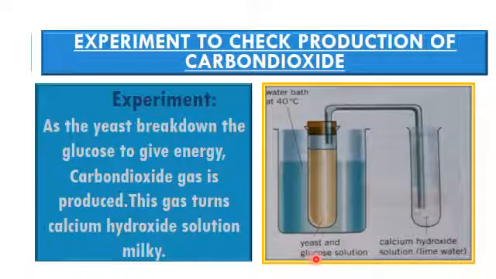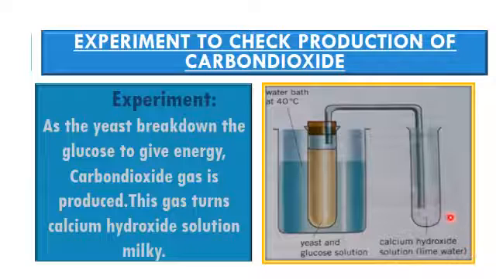It will break down glucose and it will give carbon dioxide. So we want to check the presence of carbon dioxide, whether carbon dioxide has been produced or not. When carbon dioxide is produced, it moves into this delivery tube, and this test tube contains calcium hydroxide, that is lime water.